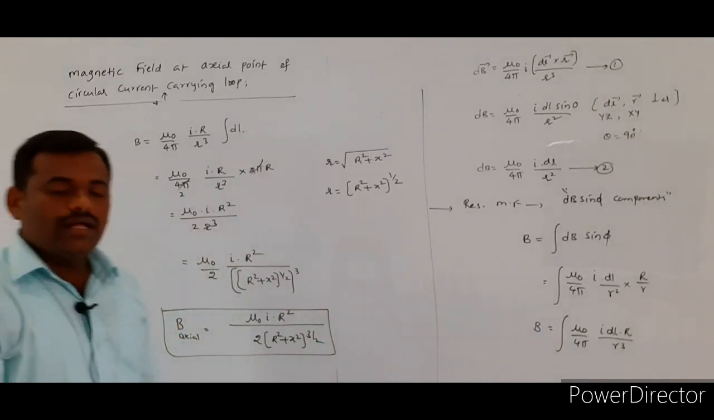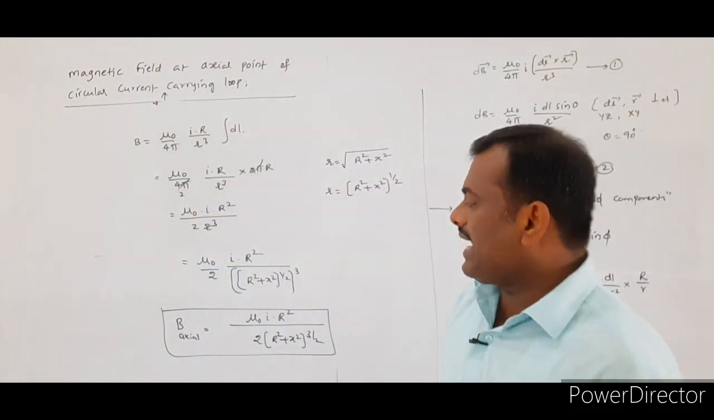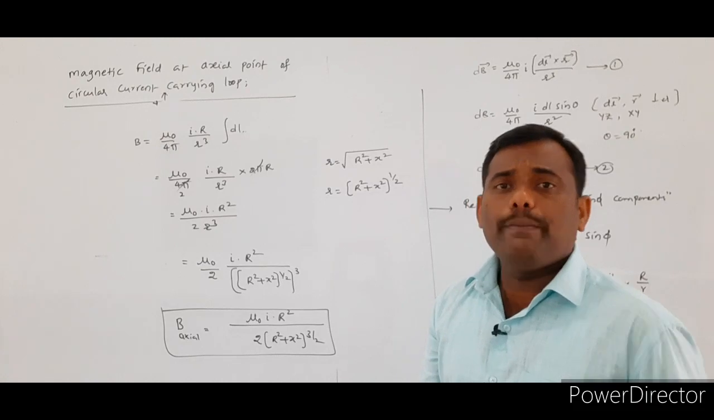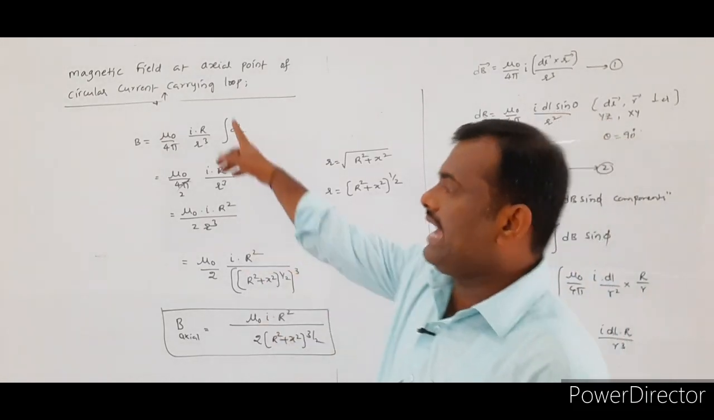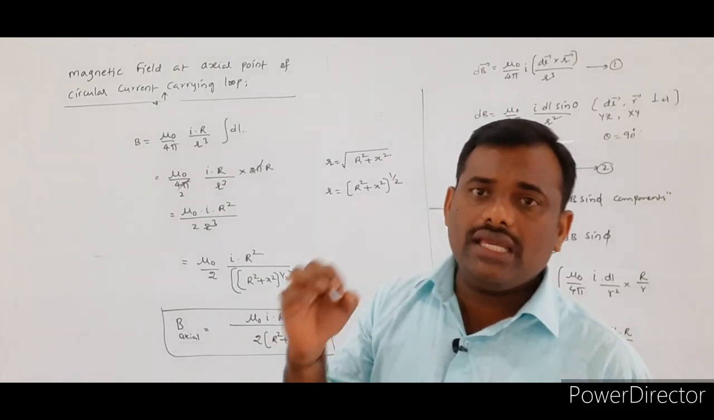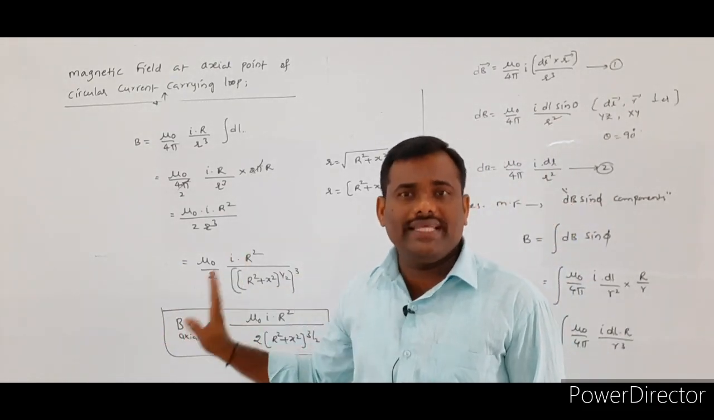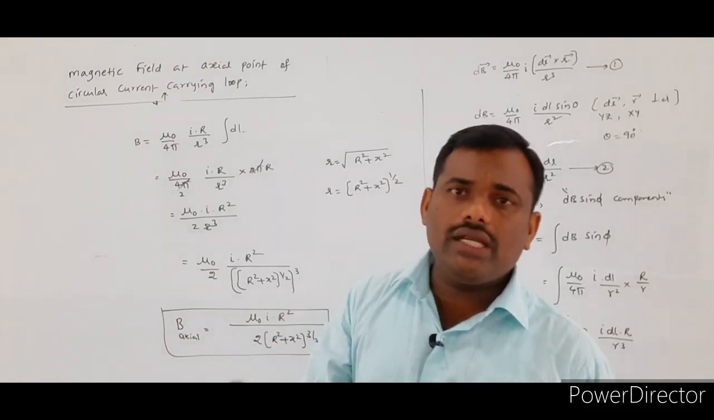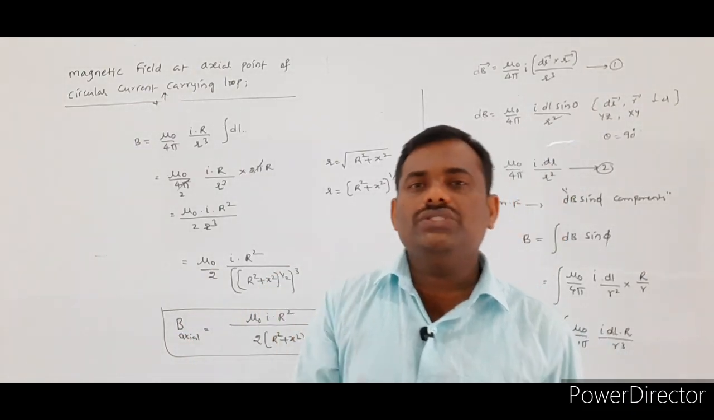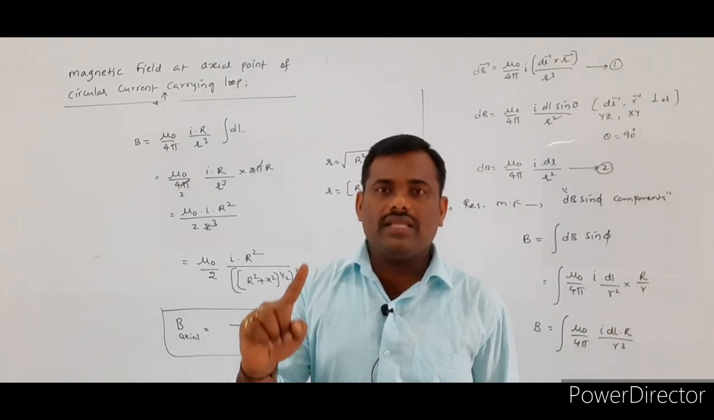So this is the required expression for the magnetic field intensity at an axial point due to the circular current carrying loop. Very important formula. B is equal to, what is the formula? Mu naught I R square by 2 into R square plus x square whole power 3 by 2.